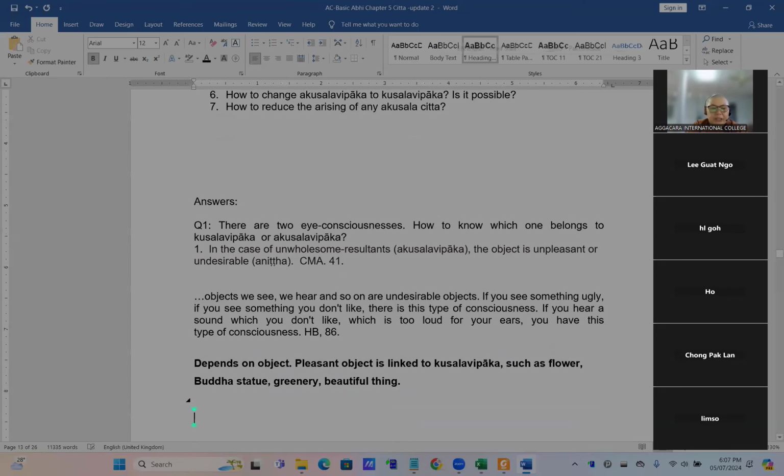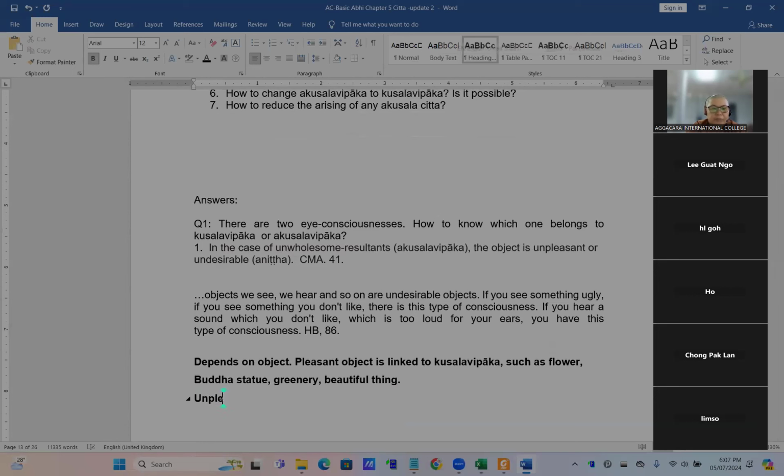So unpleasant objects are linked with akusala vipaka. For example, if somebody scolds you, such as people scolding you, that means that is your akusala vipaka. So when people scold you, you don't blame the person. You should blame yourself because it's your akusala vipaka.